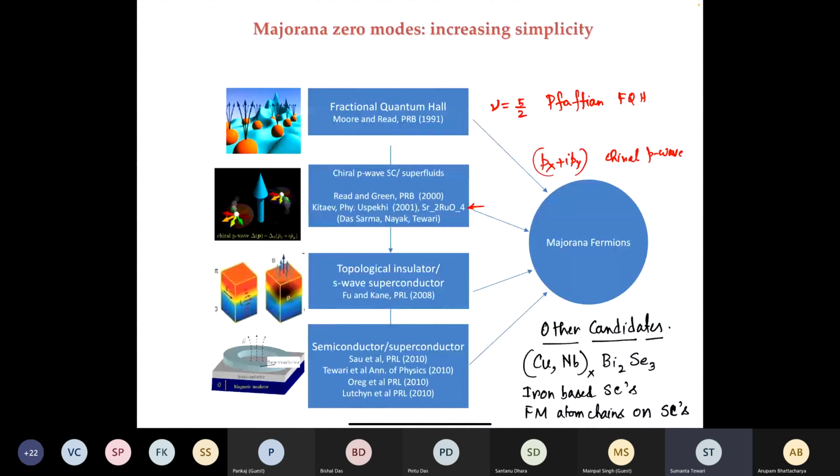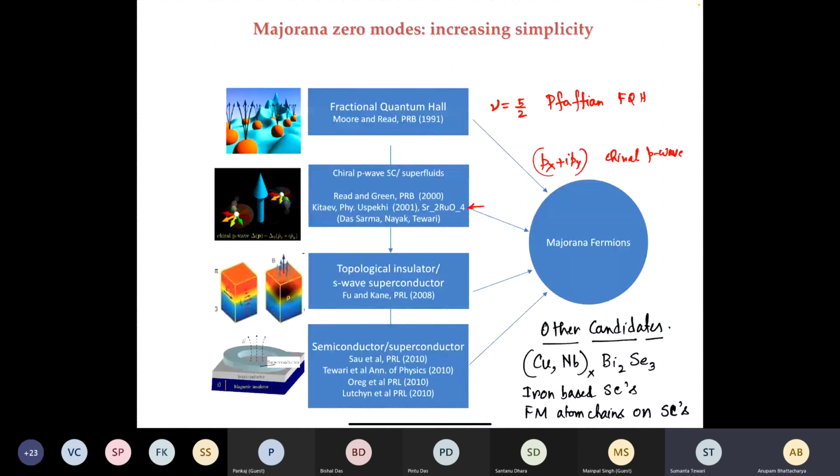But unfortunately, there is no consensus that strontium ruthenate is in fact a p_x + ip_y or chiral p-wave superconductor. Are you guys there, or have I got cut off? No, sir, we can hear properly. Okay, all right. Yeah. There is a constant background noise, and sometimes it's just stopping, and that's making me nervous. No, it's okay. It's all right.